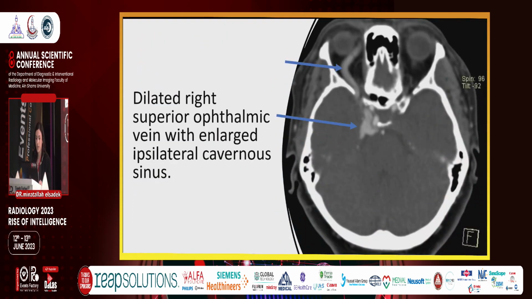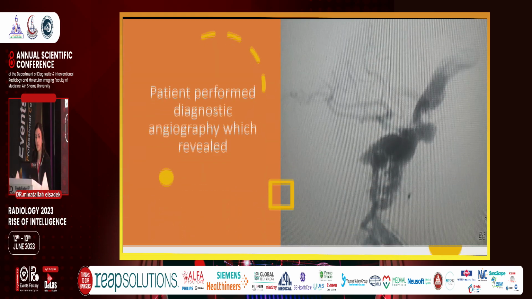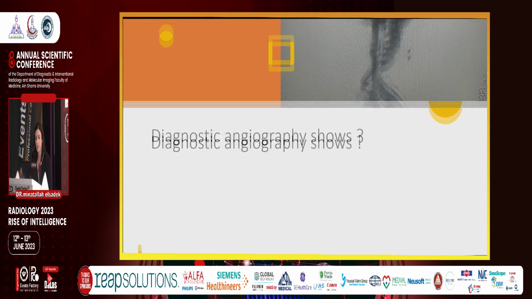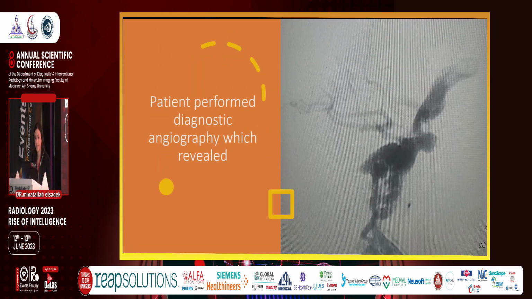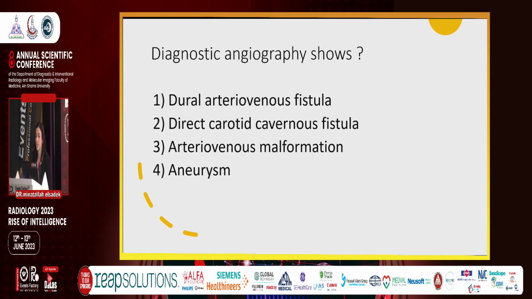Okay, as you can see, there's dilated right-sided superior ophthalmic vein with ipsilateral cavernous sinus enlargement. Diagnostic angiography was done right after. Please take a look. What do you think does it reveal? Dural arteriovenous fistula, direct carotid cavernous fistula, AVM, or aneurysm?